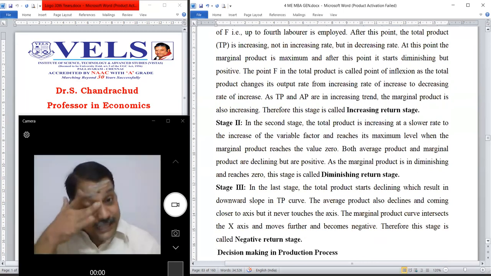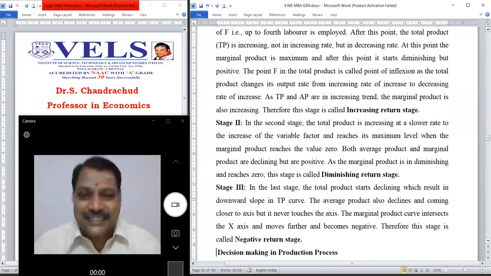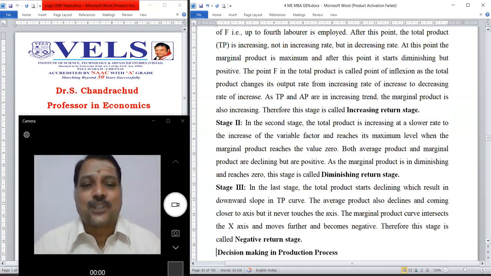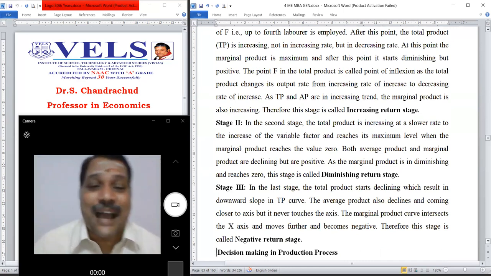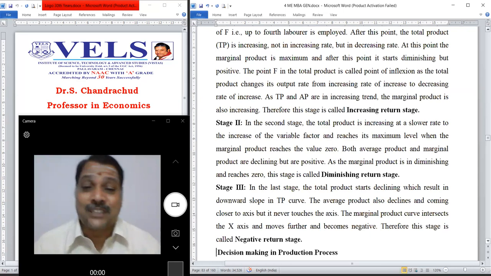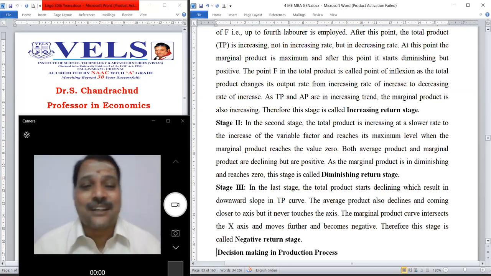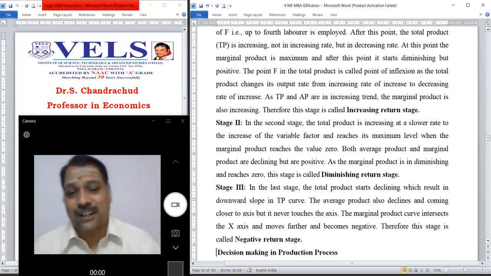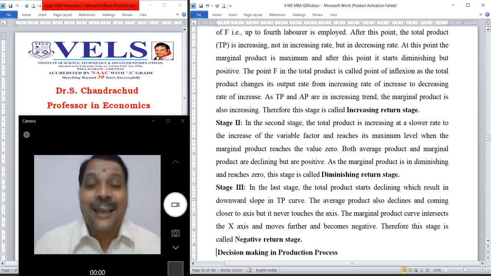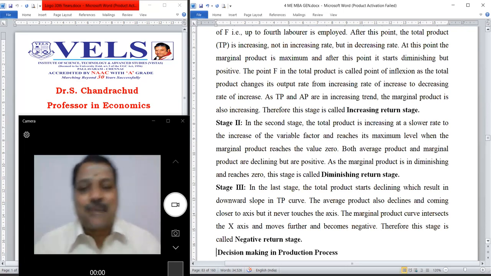Coming to the second stage, the total product is increasing at a slower rate as the variable factor is increased, and it reaches the maximum level when the marginal product reaches the value 0. Both average product and marginal product are declining but positive. As the marginal product is diminishing and reaches 0, this stage is called the diminishing return stage. The name of the second stage is the diminishing return stage.